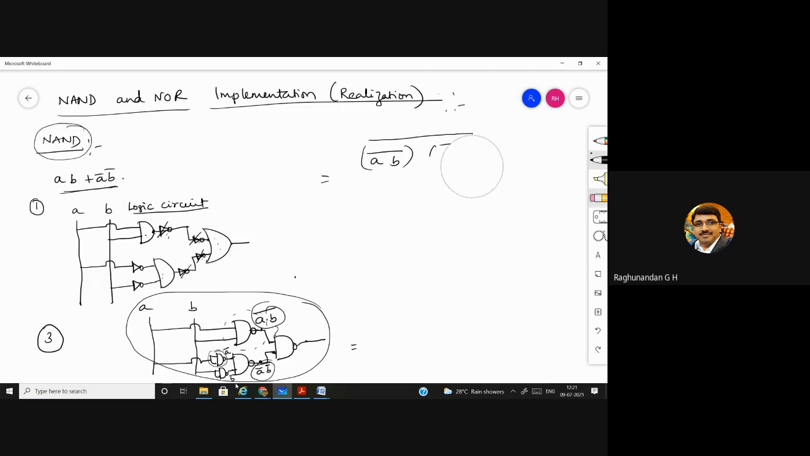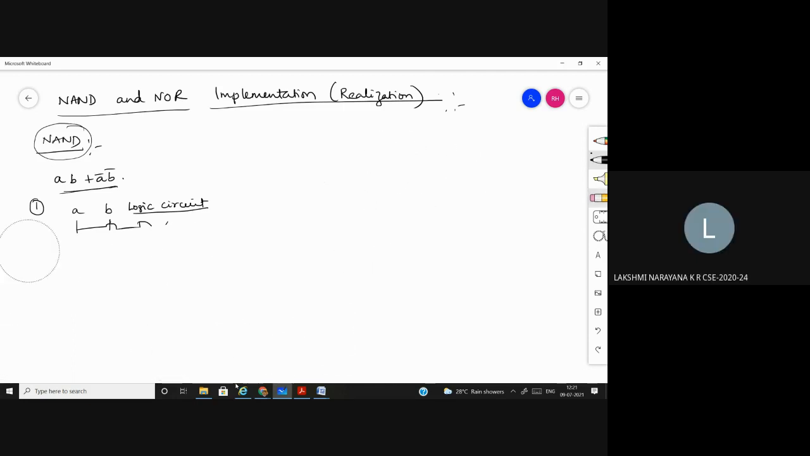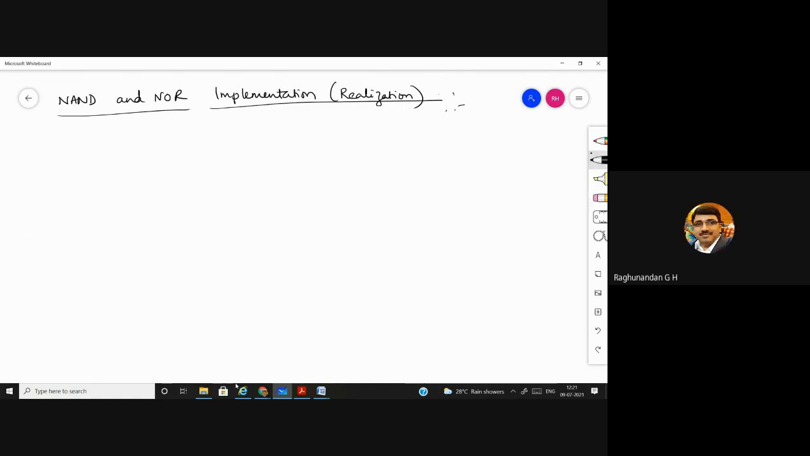Okay. Now we'll try with one. Sir, can you draw just the circuits once more, sir? Yeah. I'll do it again. The first one, second one, and third step. Okay. So we'll start for NOR. A bar B plus AB bar I'll take.